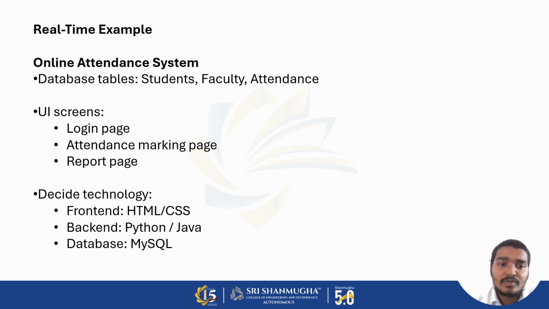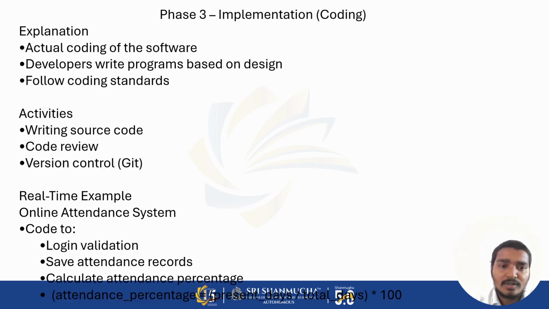There are two types of technologies in the online system. The UI screens show the login page, the attendance marking page, and the report page. Next, decide the technologies: for the front end it is HTML, CSS. HTML is hypertext markup language. Then the back end is Python, Java, and the database is MySQL.